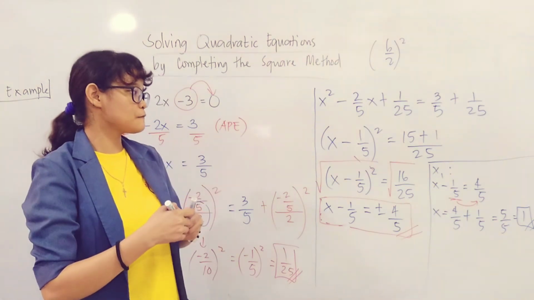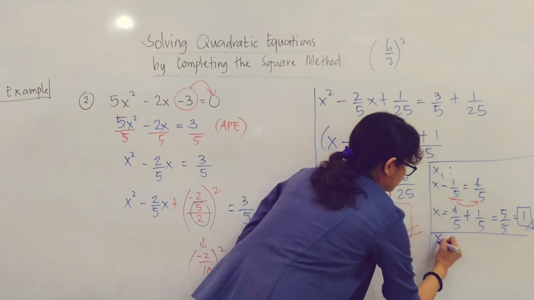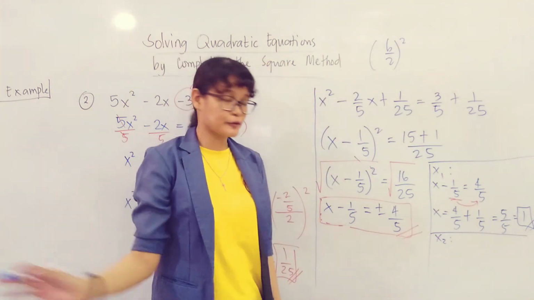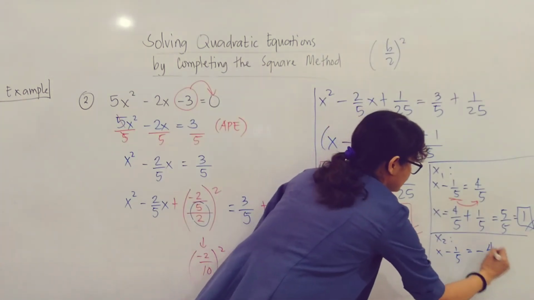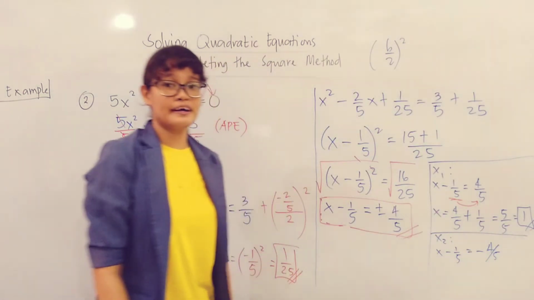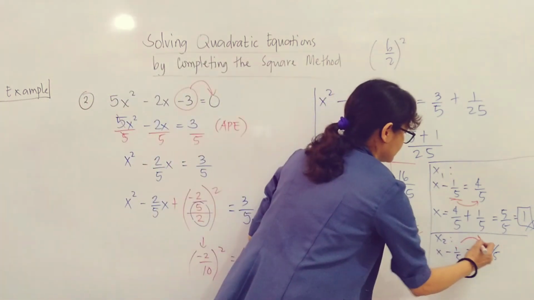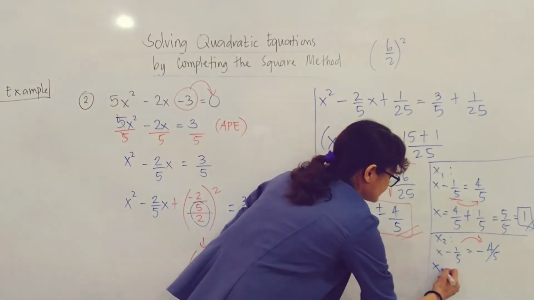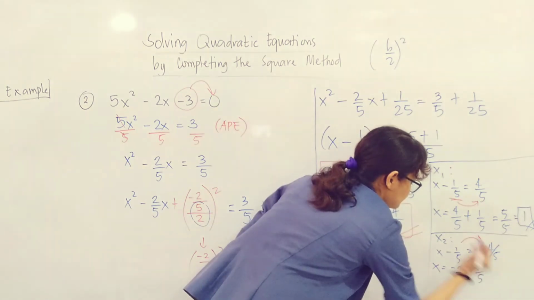Alright, next, let's solve for x sub 2. Okay, ganun lang ulit, but this time we will be getting the negative root naman. So you have x minus 1 over 5 equal to negative 4 over 5. Alright, next, transpose lang the other side of the equation. Ayan, by using the APE pa rin. So you'll have x equal to negative 4 over 5 plus 1 over 5.